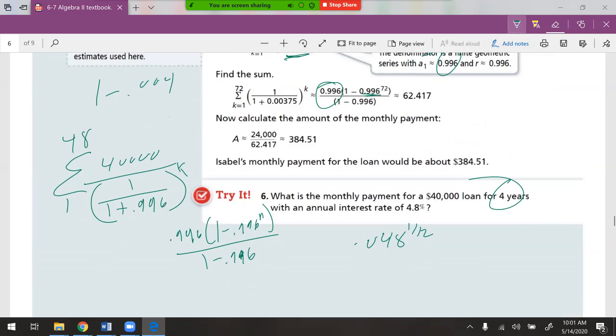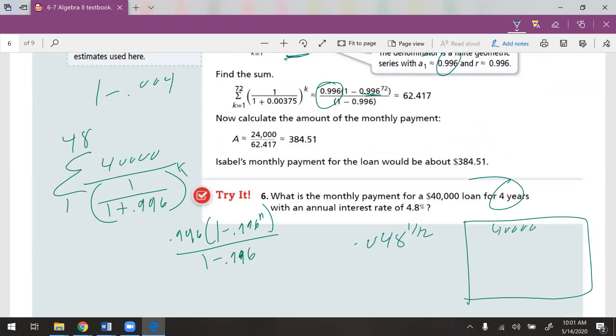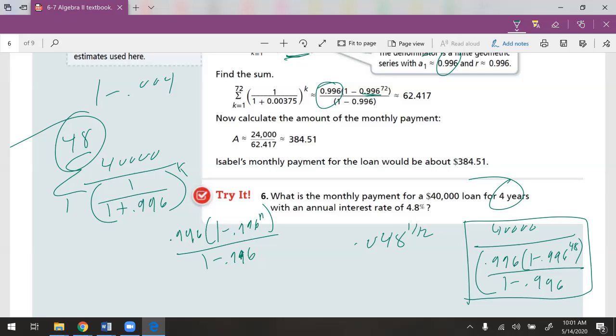So I'll put the final answer over here. The final answer is 40,000 over big parentheses 0.996 times parentheses 1 minus 0.996 to the power of 48, that's important, over 1 minus 0.996. And again, the reason why it's 48 is because 48 is the last number that we're working with here. So there we go, I have our final answer. We're officially done with Algebra 2. That was the last section of the chapter.